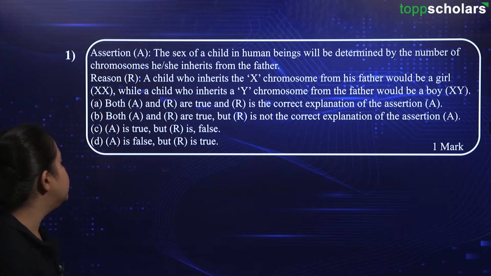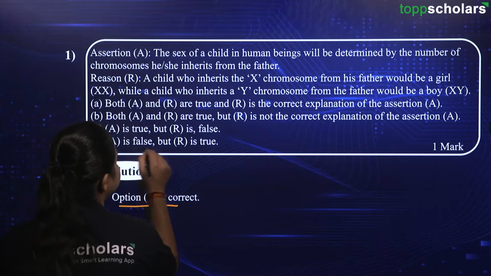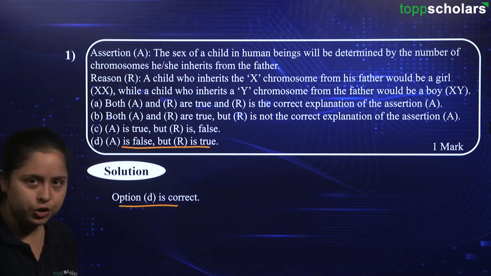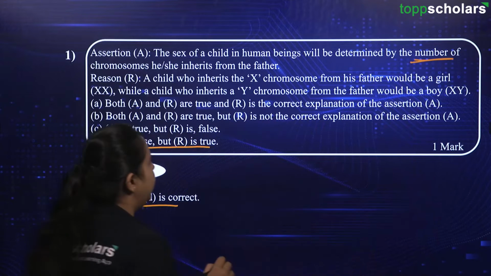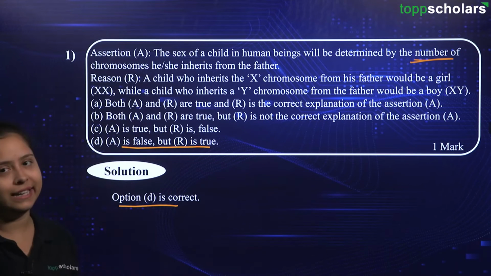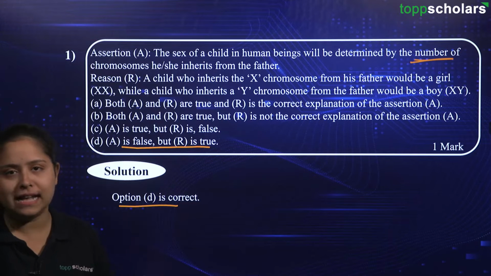So coming back to our solution part over here, you will see that option D is correct because assertion is false but reason is true. This statement, just because of this word, becomes incorrect while our reason statement is correct. So friends, such type of questions can make their way in your examination.